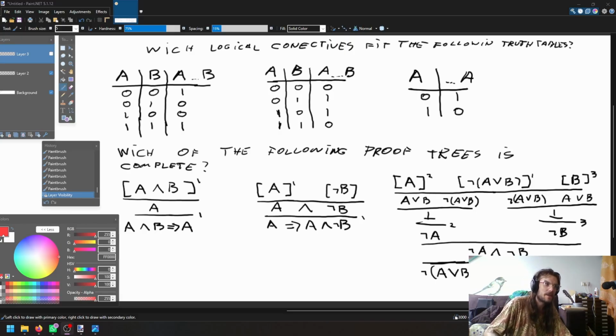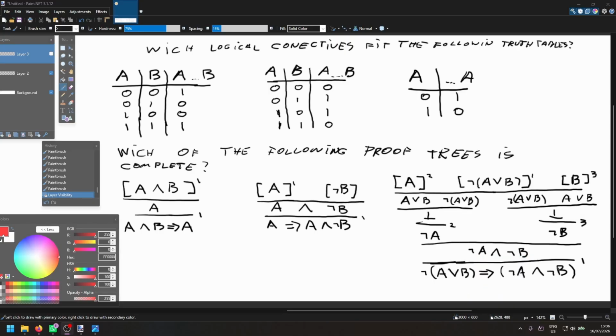I forgot to do checking for comprehension. So here I have some exercises. Let me get rid of my face here. I'll give you 5 seconds to pause the video and you can look at these. The first one says which logical connective fits the following truth tables. So you have to find the connective that fits the truth table. Just think about the connectives that you've seen and which one of these fit. And then the second question is which of the following truth tables is complete. In other words, forms a correct tautology at the end.